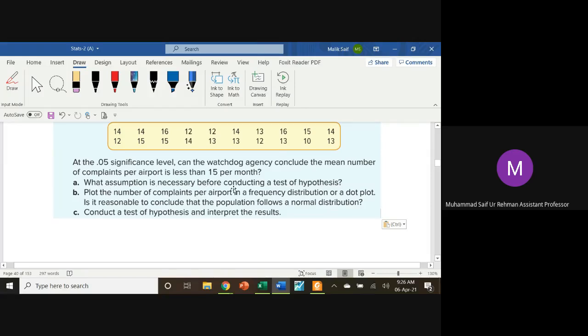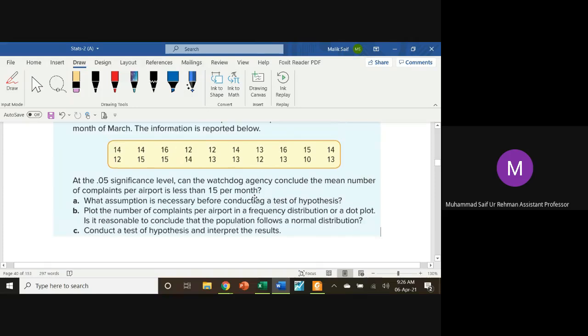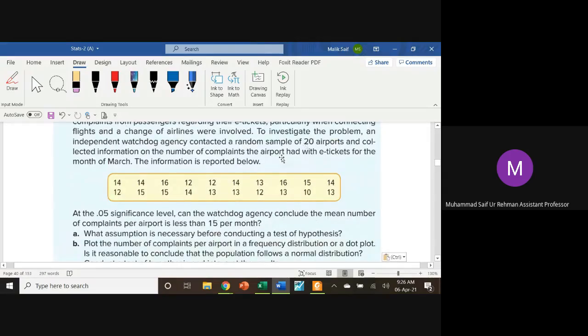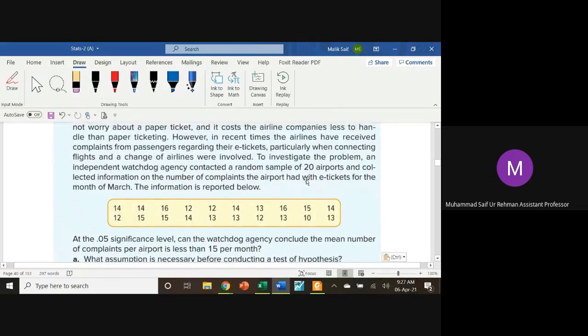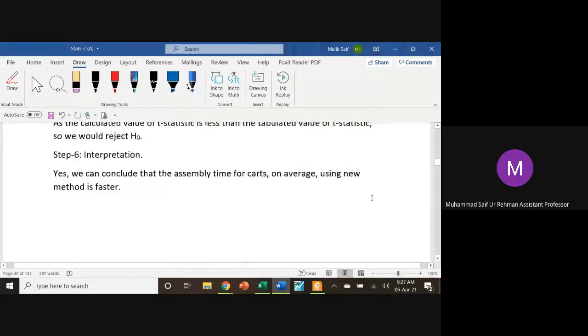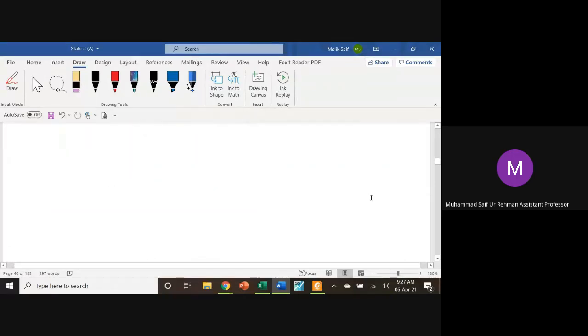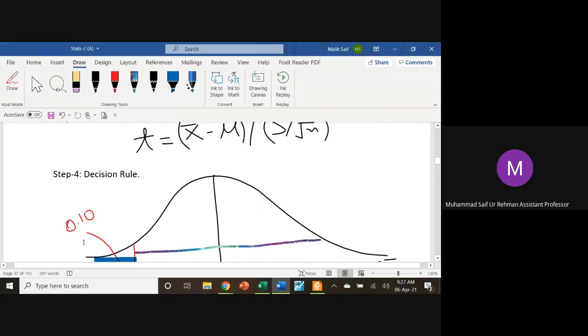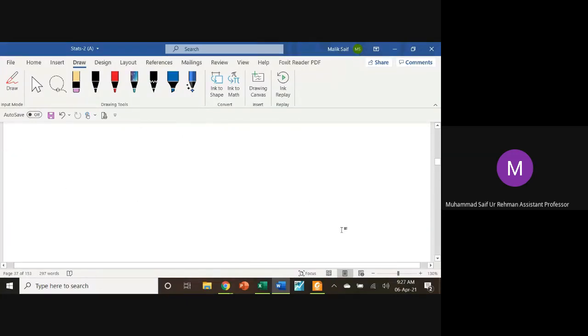What assumption is necessary before conducting a test of hypothesis? Definitely, the assumption will be the normality assumption. We will say that the distribution is normal, or you may say that the complaints are normally distributed. Once they are normally distributed, only then you may draw such a distribution. This is the normal distribution. Once you draw the normal distribution, only then you will be able to say something about the null and alternate hypothesis. So this is the assumption.